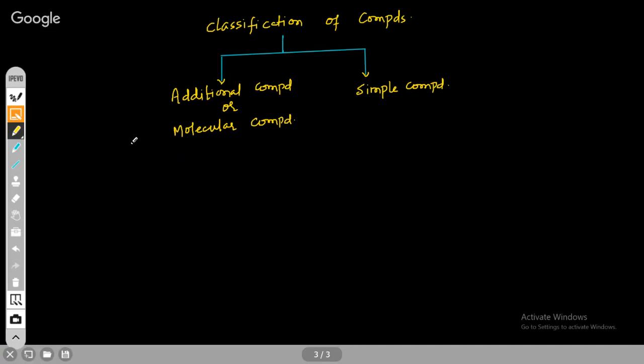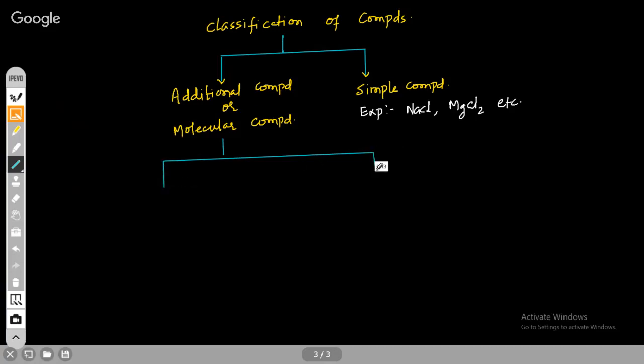Simple compounds, like I already told you, have examples like NaCl, MgCl2, etc., which dissociate completely. Additional compounds or molecular compounds are again classified into two categories. The first one is the double salt, and the second one is the coordination compound.